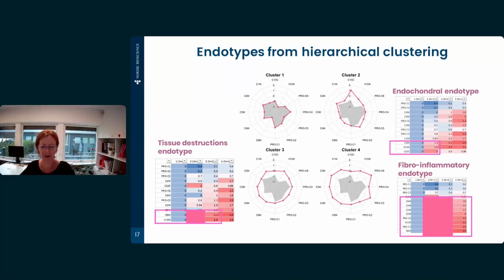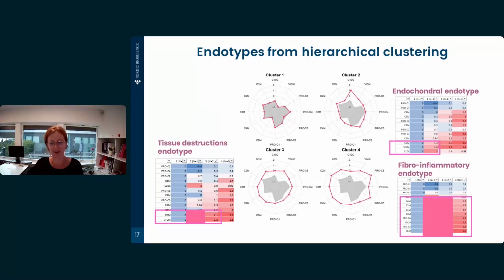And this last cluster here, that's the cluster we call the fibroinflammatory endotype. And what we see here is that many of the basement membrane and interstitial matrix turnover biomarkers, both the fibrosis and the fibrolytic ones, are elevated in these patients.